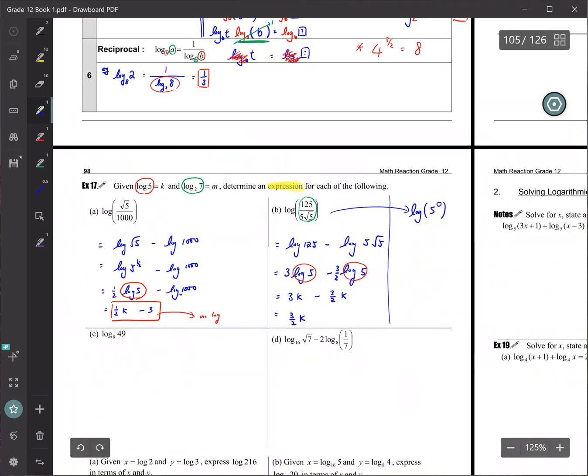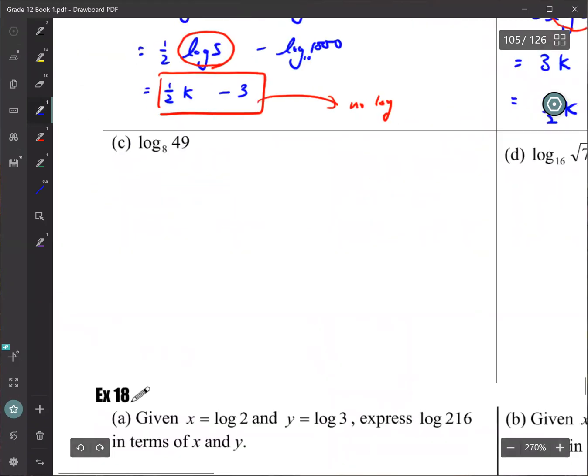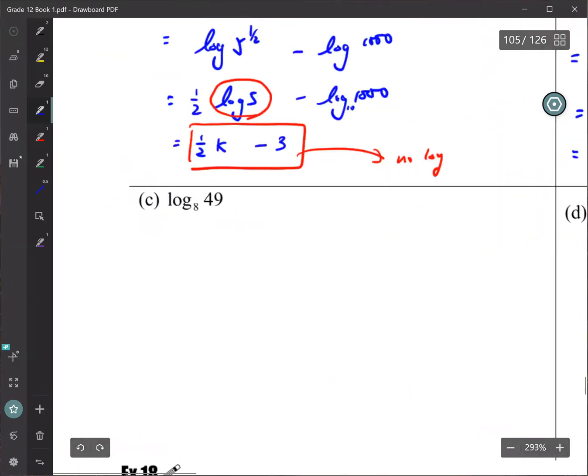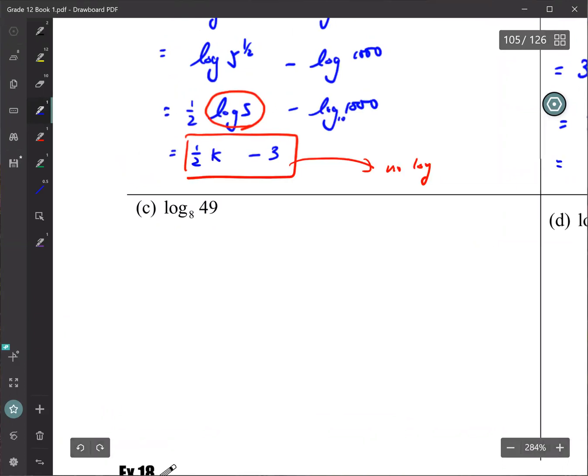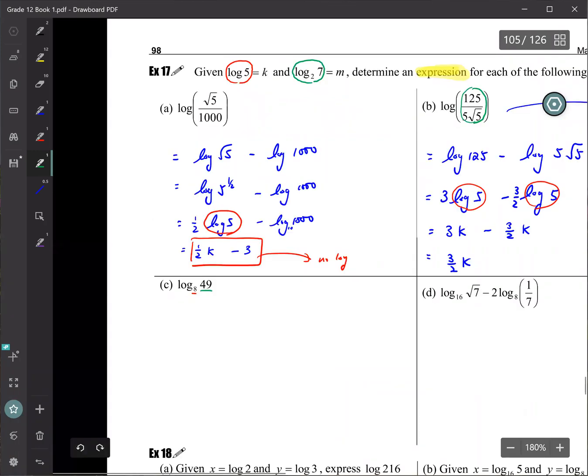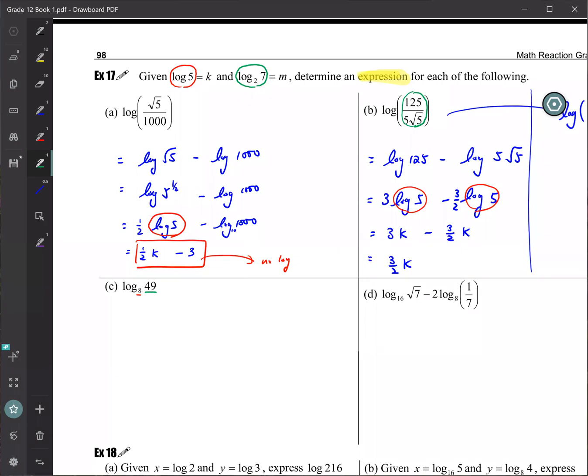Okay, so let's look at question C. Question C, you have a base of 8, right? You also have a 49, right? So do you think this question has to do with the k or the m?